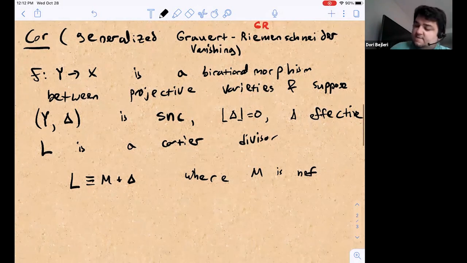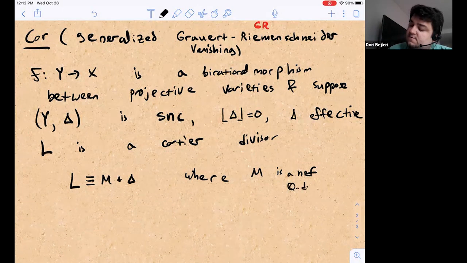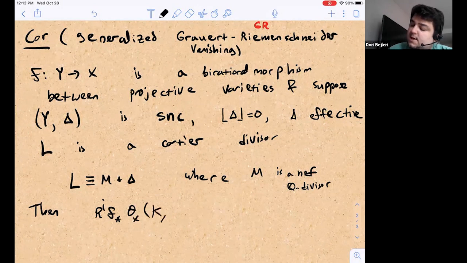Then we have vanishing of push forwards. So I'll say a nef Q-divisor. Then R^i f_* O_Y(K_Y + L). Sorry, K_Y. I'm on Y right now.